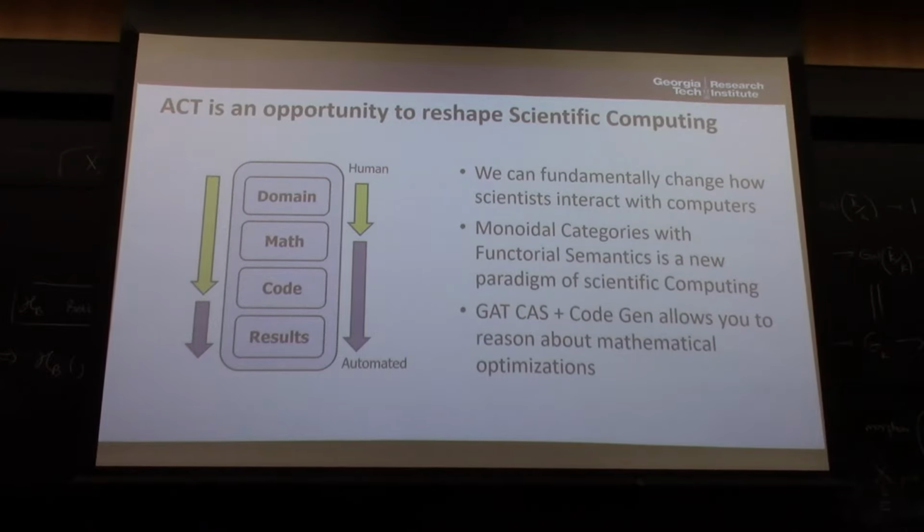But we want to move the automation up that stack so that the human just has to understand the domain and write some math, and then everything else can be automated. And so our approach is, what you need to do is have a language for doing math that computers can understand. And we think that applied category theory is that language. In particular, generalized algebraic theories as implemented in a particular computer algebra system, and then code generation. And we use the language that's best for code generation, which I think is Julia.